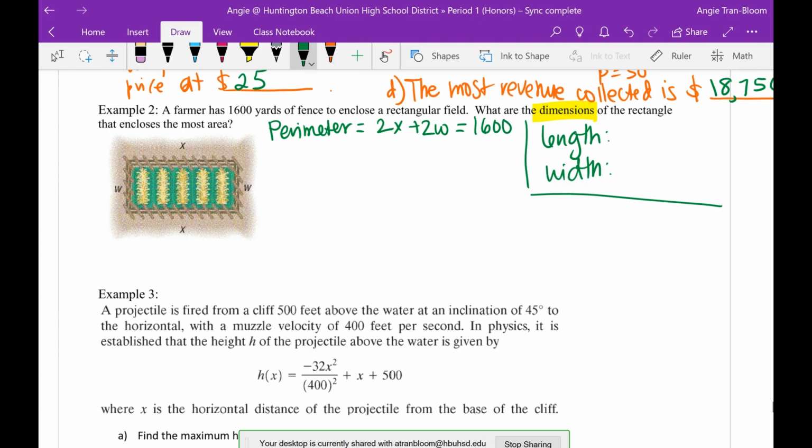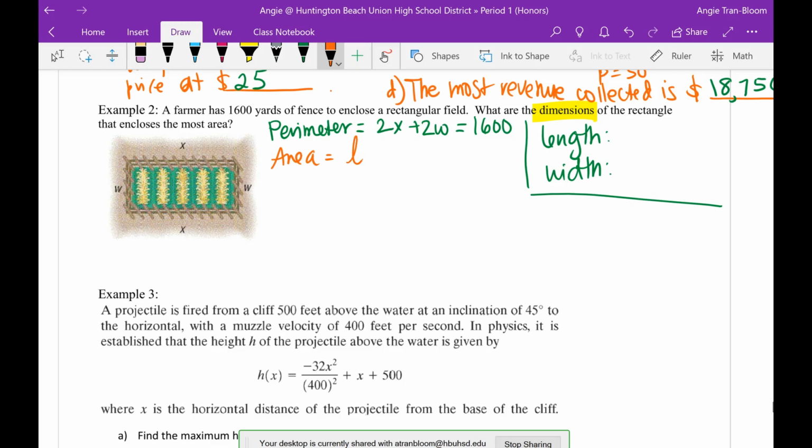I'm really not interested in perimeter. I'm really interested in what? The length and width of what? That would make what? The maximum what? Area. Okay. So I want the largest area of this rectangle. So what do you do here? Would I need another equation for area? Sure. Okay. Area equals what?